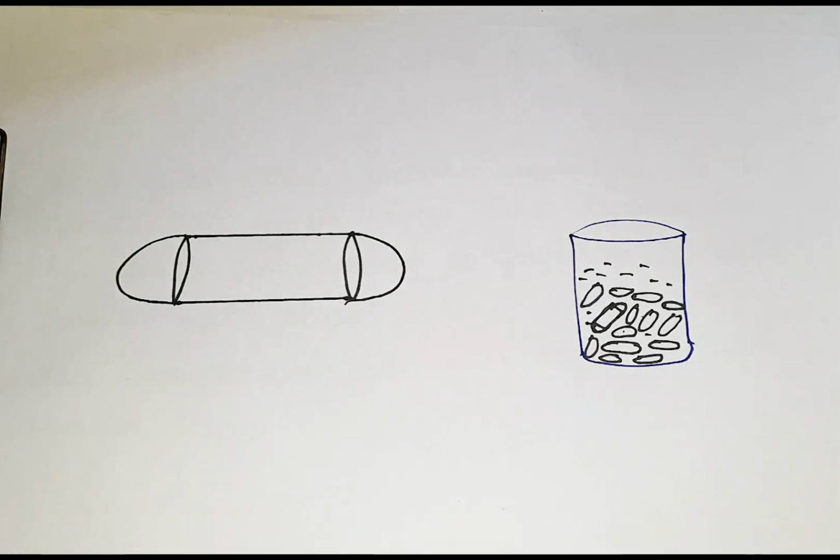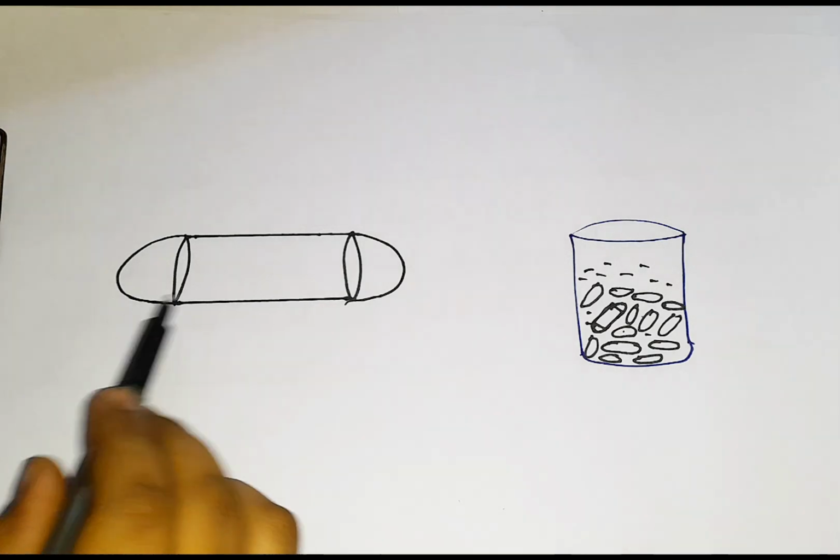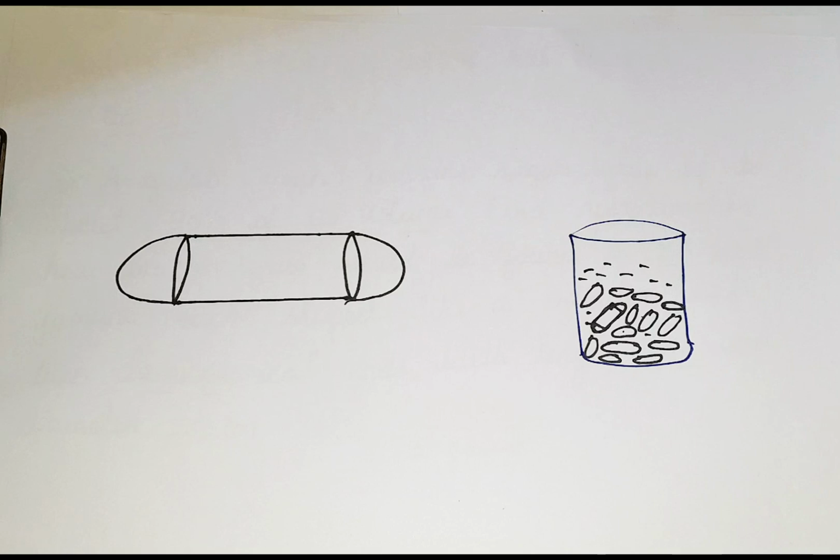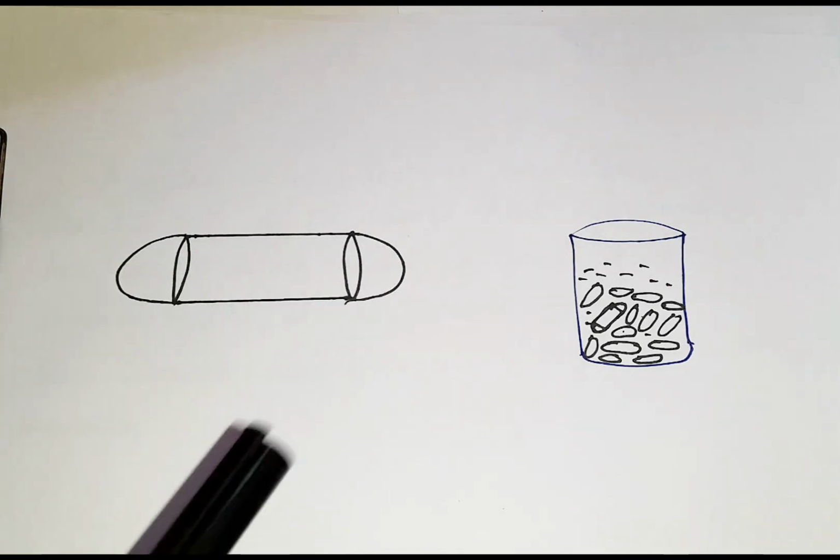They mention two hemispherical ends. So these are the ends which have two hemispheres. Okay guys, so finally we drew the closer look and a rough figure of a gulab jamun.